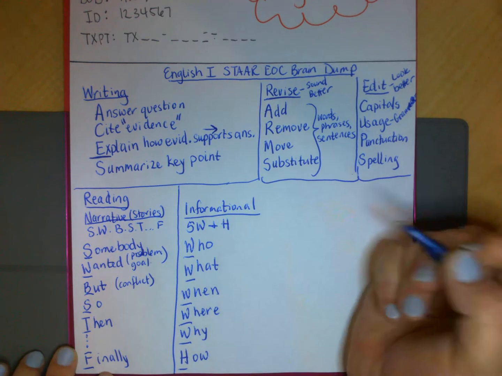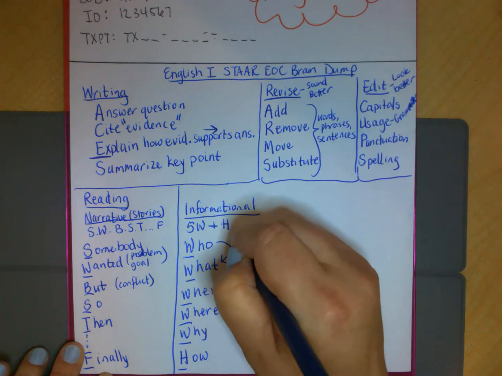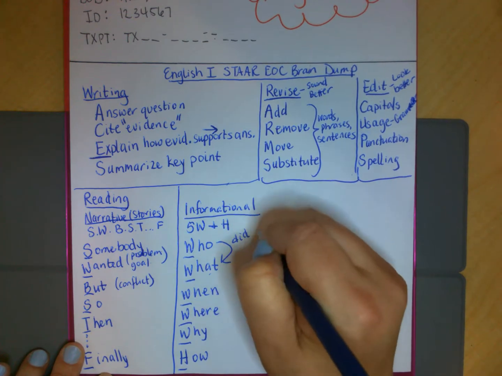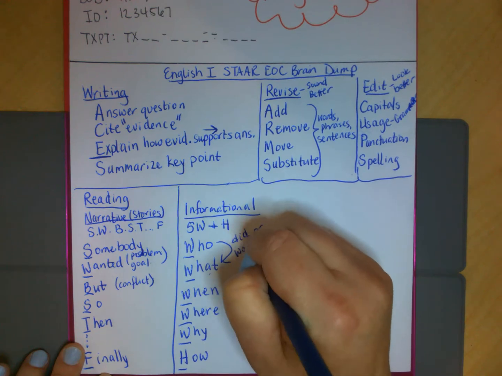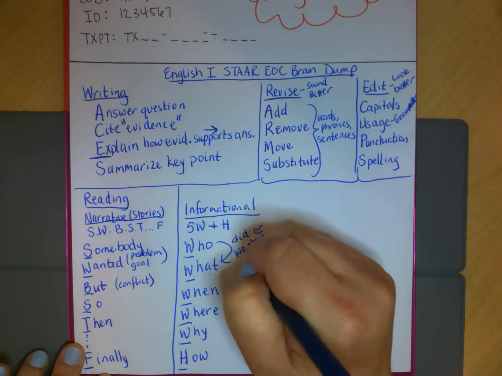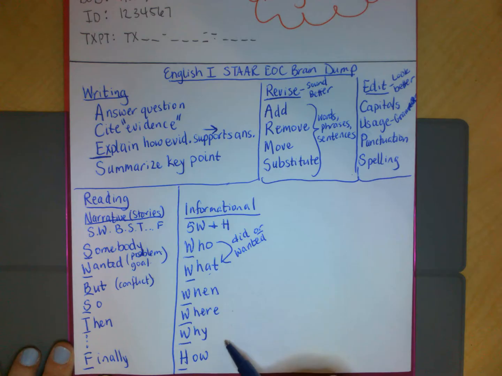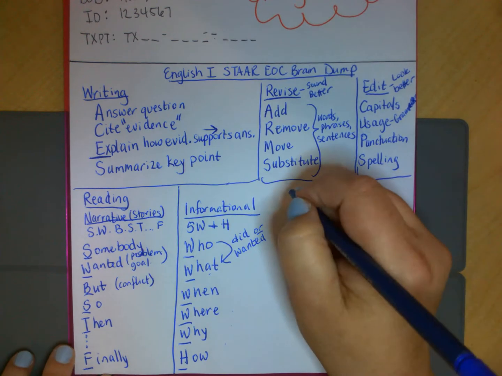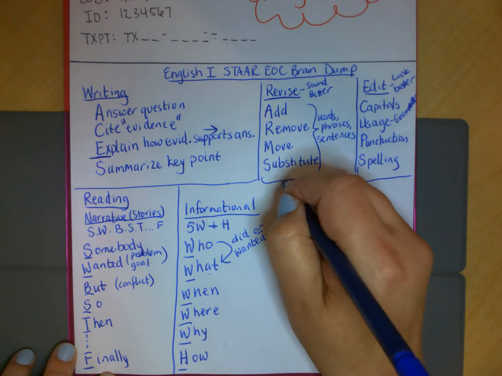Okay, so to start this off, who is my subject, and I'm going to be asking who did what, or who wanted what. Okay, when did they do it, where did they do it, why did they do it, and how did they do it? So if we use that strategy for informational text, we should be able to check ourselves and make sure that we understand what we are reading.